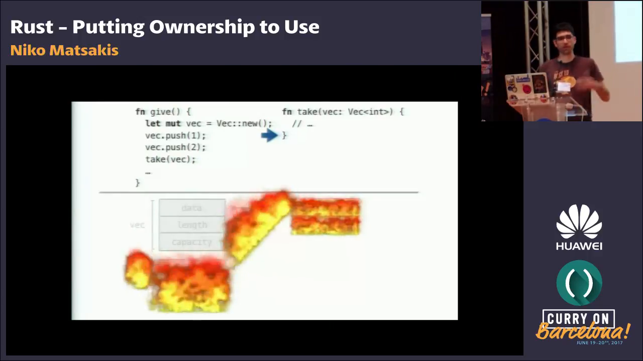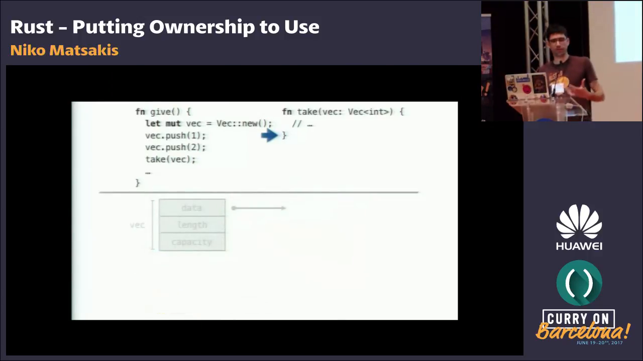So that's when memory gets freed. And this is basically how memory management works in Rust. You make values, you store them in places, you move them from place to place, and when their owner goes away, goes out of scope, the memory gets freed, much like a C++ destructor, if you're familiar with that.